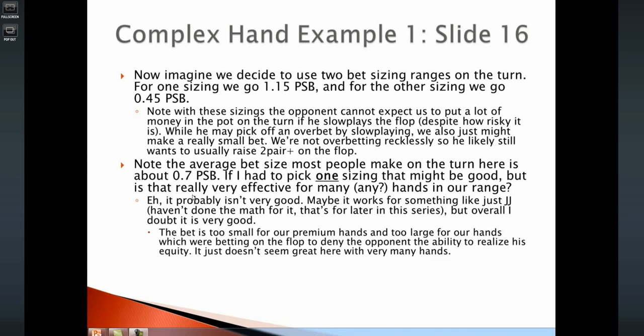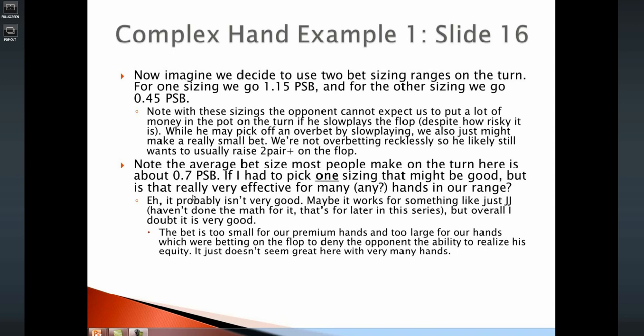If I bet the flop with 10 jack or pocket nines, I'm now betting so big if I bet 0.7 pot size bets that my opponent's just not going to end up folding worse, so it's not going to really work out that well. And I also don't need to bet that big to deny him the ability to realize his equity with overcards effectively. So it's very interesting to me that the sizing that most people use here works pretty well as a one-size-fits-all. But once you start saying, hey, let's make 2 bet sizing ranges, or let's make 3 bet sizing ranges, you might even find that 0.7 pot size bets just doesn't really work at all.